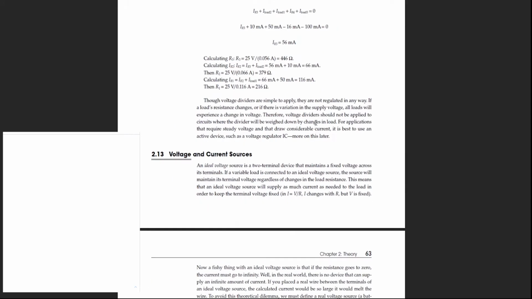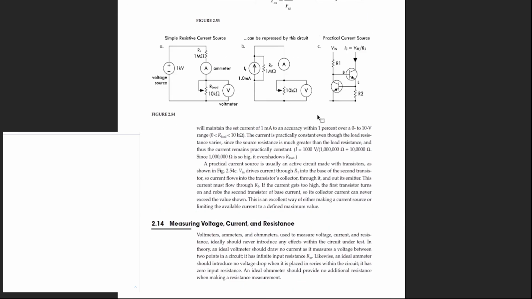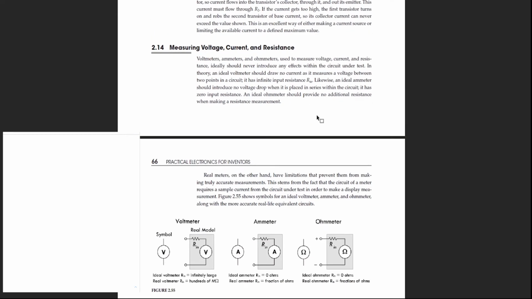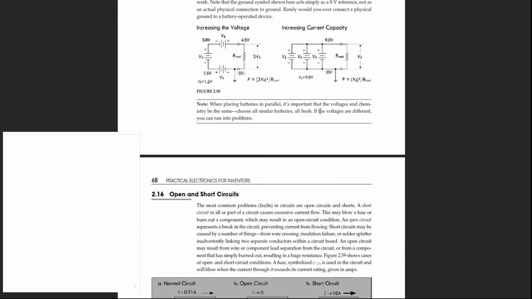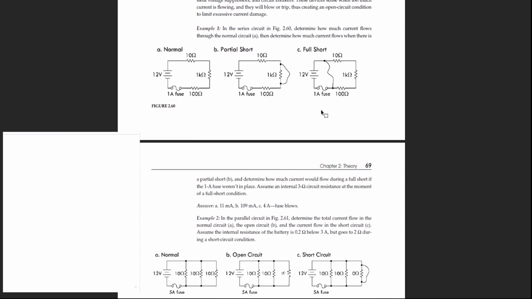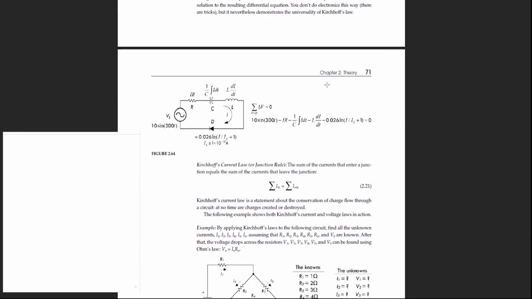Okay. So I think from here on out, we're just going to get to AC now because we're already on page 64. We're going to touch on Thevenins, Nortons, etc. Combining batteries, which we're okay with. Open and short circuits, we're okay with. Nice. Okay, so we're pretty much good to go on to AC.